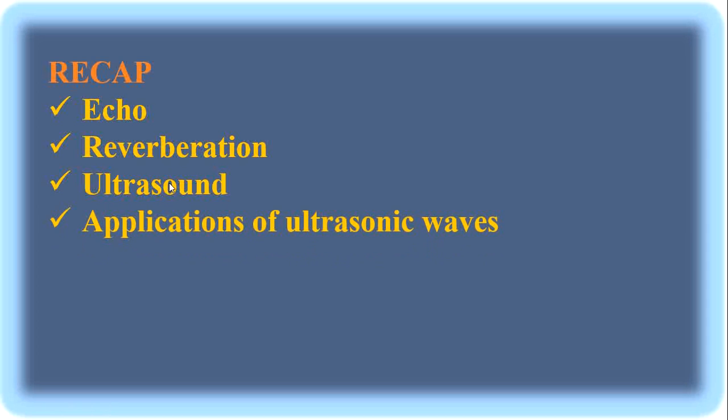Ultrasound. What is called ultrasound? It is a term used for sound waves with frequencies greater than 20,000 Hz. Applications of ultrasonic waves. Where are the ultrasonic waves used? It is used for cleaning technology. It is used to detect cracks and flaws in metal blocks, and also it is used in echocardiography, and also it is used to break small stones formed in the kidney.